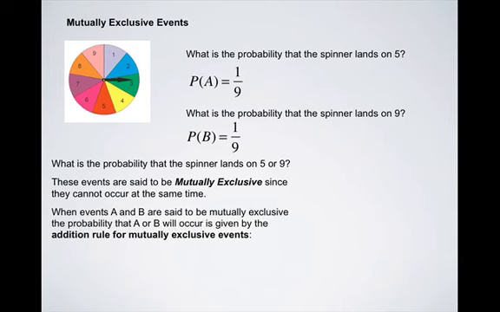So when events A and B are said to be mutually exclusive, the probability that A or B will occur is given by the addition rule for mutually exclusive events. And that's the probability of A or B occurring is equal to the probability of A plus the probability of B. So in this case, it's going to be 1/9 plus 1/9 or 2/9.